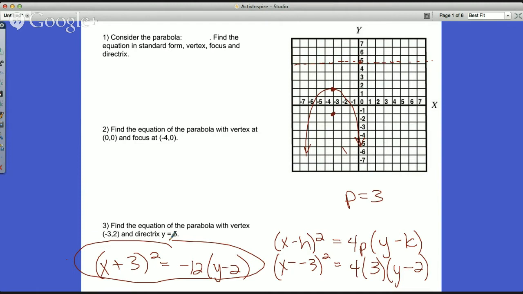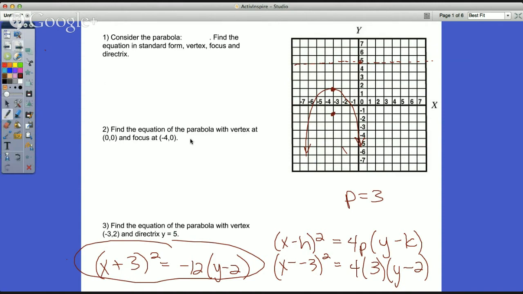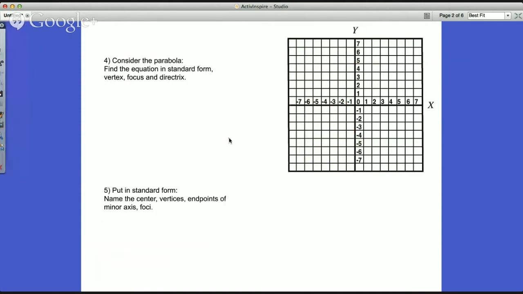Numbers 1 through 3, how are we doing on those? We're good. I know a lot of us went through those already. All right, let's go over numbers. I think we're going 4 and 5. 4 and 5 now. Yeah, 4 and 5 are the next 2 that we're looking at.